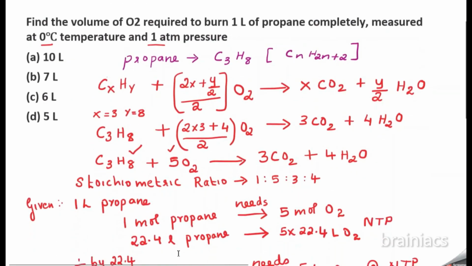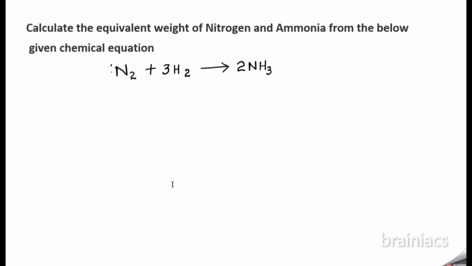Now if you see here, find the volume of O2 required to burn 1 liter of propane. We have calculated that as 5 liter. 5 liter of oxygen is required. Understood? So the important thing to remember here is the general equation CxHy plus (2x plus y by 2) divided by 2 O2 giving x CO2 and y by 2 H2O. If you know this, this question becomes very easy for you. Okay, I hope you understood the explanation, and if you have any doubt, please feel free to come back and ask.